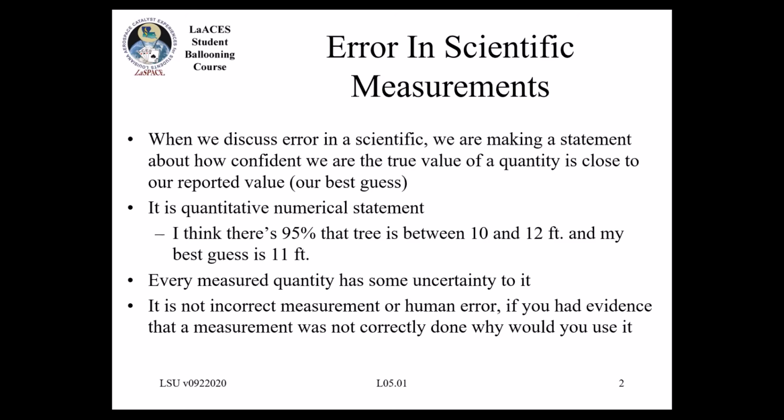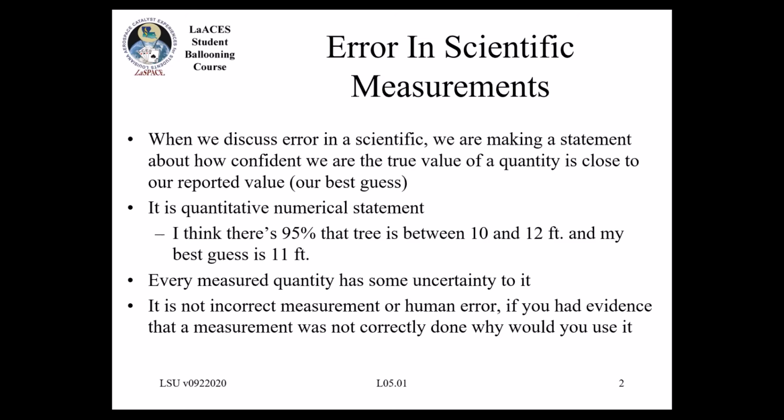So you're making some kind of numerical statement, along the lines of, if I say the height of a tree is 11 feet plus or minus 1 foot, what I really mean is I think there's a 95% chance that the true height of the tree is somewhere between 10 and 12 feet, and my best guess is that it's 11 feet.